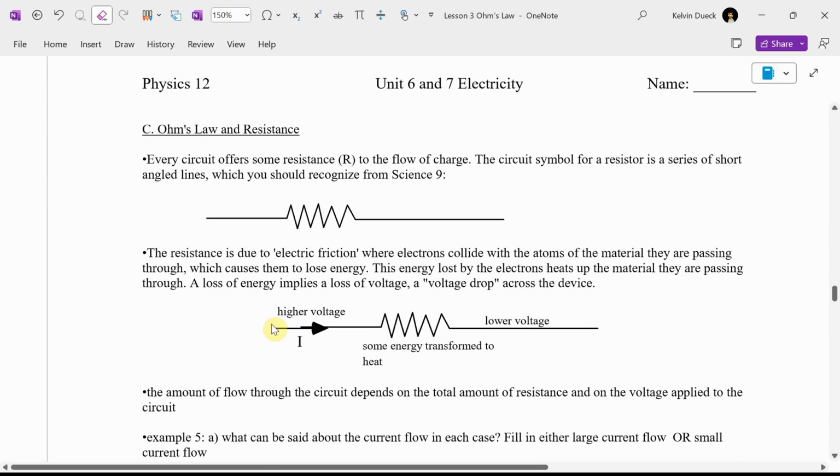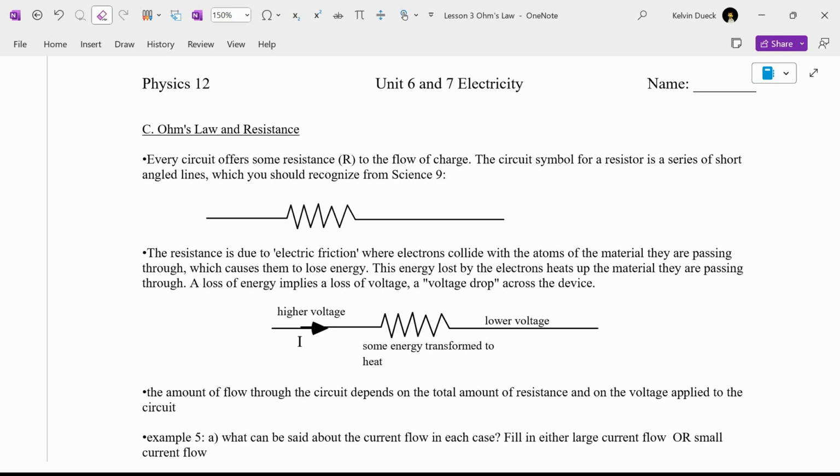So let's talk about Ohm's law and resistance. We've talked about voltage. We've talked about current. Voltage, the height that we're gaining or losing. Current, how many skiers, how fast. What about resistance? Well, every circuit offers some resistance to the flow of charge. The circuit symbol for a resistor is a series of short wavy lines like that.